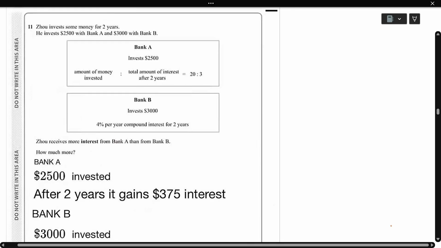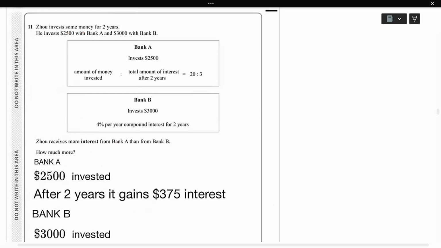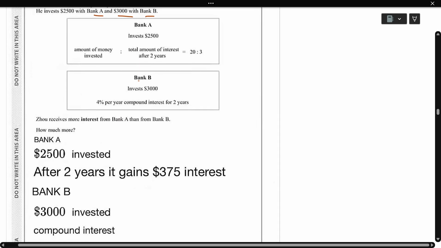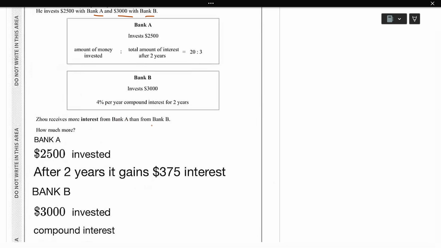Okay, next question 11. Zoo invests some money for 2 years. He invests 2,500 in bank A and 3,000 in bank B. So here the details of bank A and bank B were given. Zoo receives more interest from bank A than from bank B. How much more? That's the question.